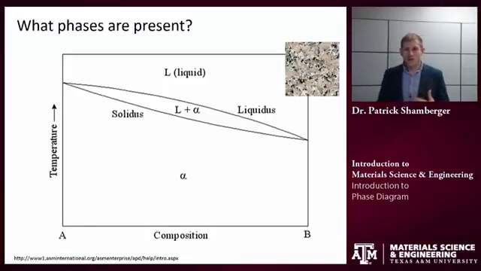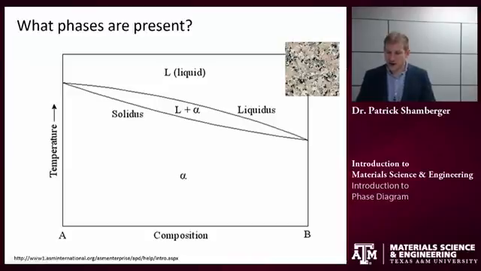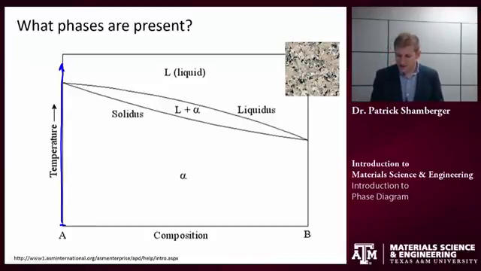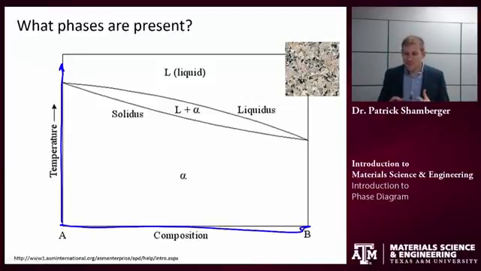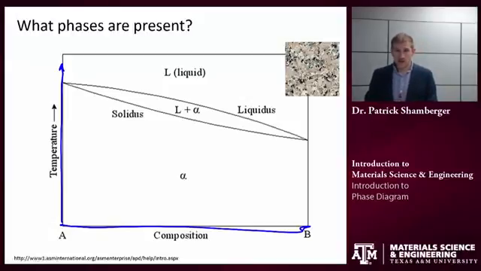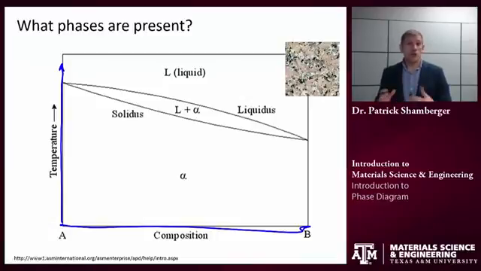Okay, what phases are present? If I look at the phase diagram, I'm plotting temperature on the vertical axis and composition on the horizontal axis. I would say most of the phase diagrams you're going to encounter in material science use composition and temperature. That's not to say those are the only phase diagrams out there. I could think about pressure. I could think about other conditions on the vertical axis.